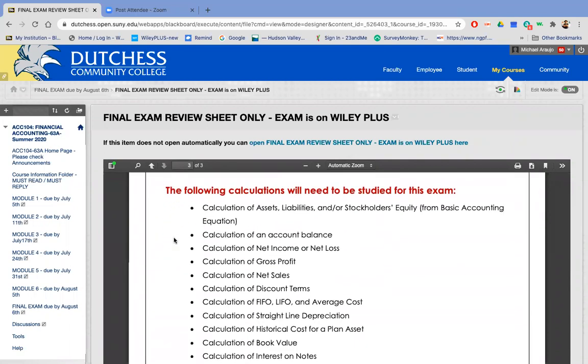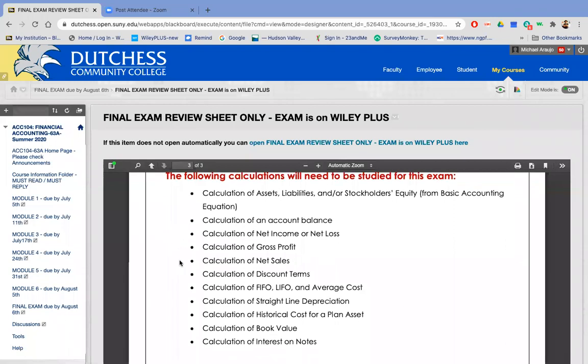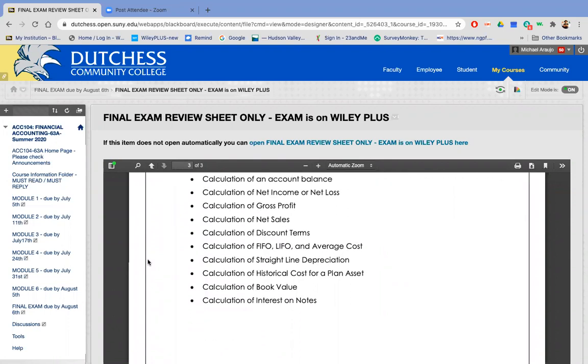The review sheet also reminds you that there will be some calculations on the final exam, although it's really not meant to be stressful. It's meant to be a review. But make sure that you know how to calculate and remember how to calculate those things that are listed here on the sheet, because you will see them on the exam.